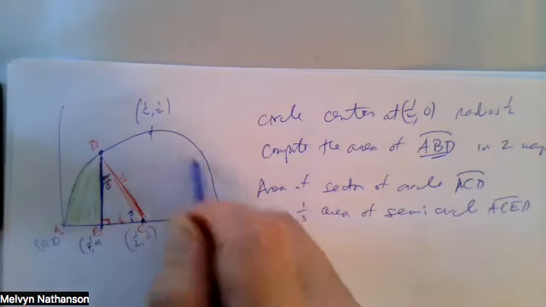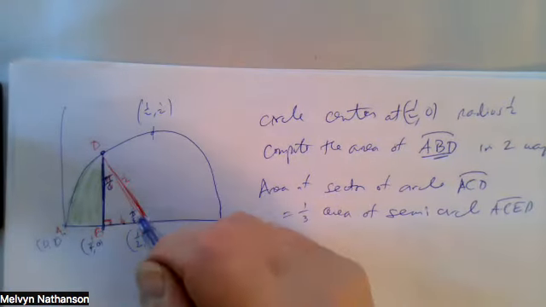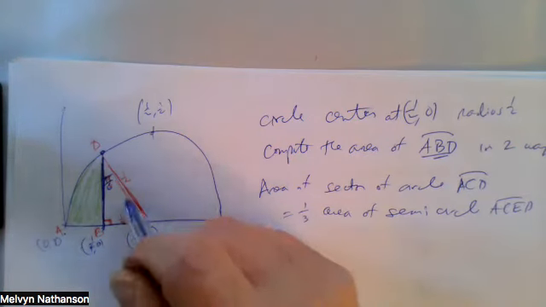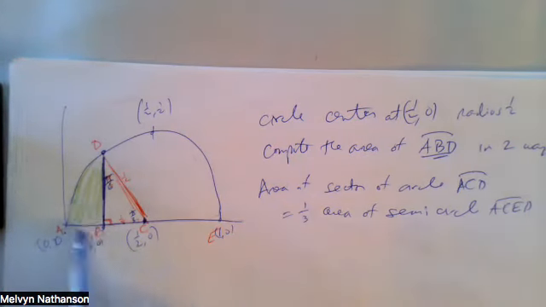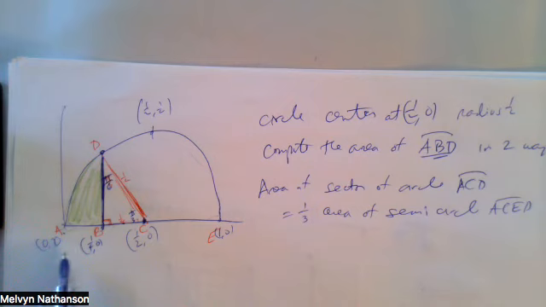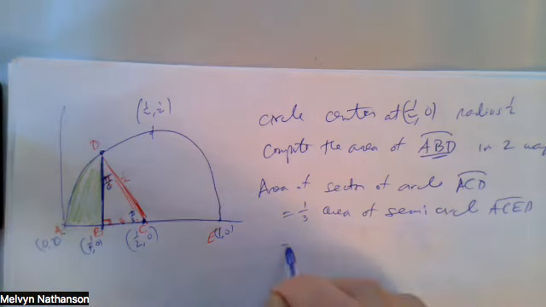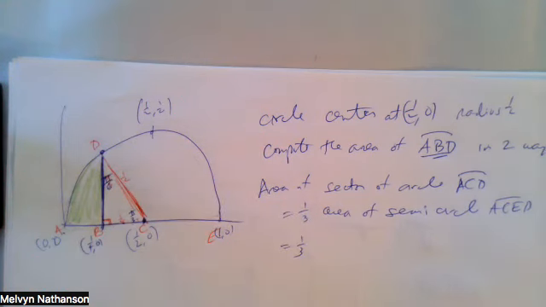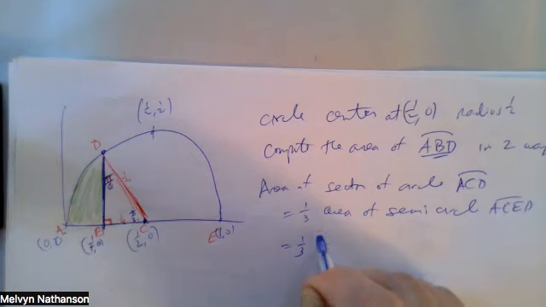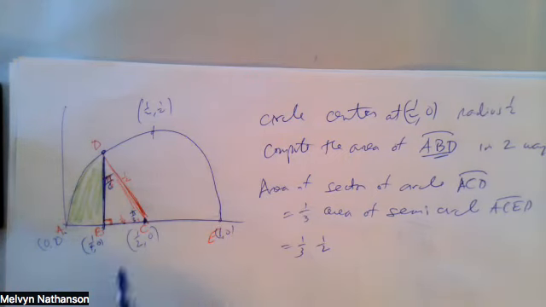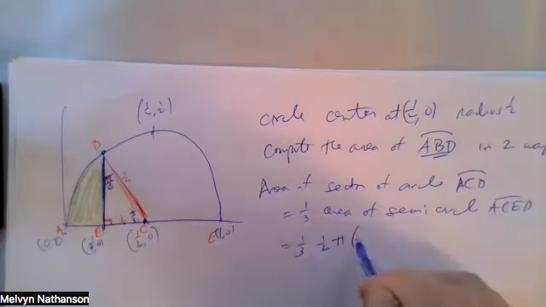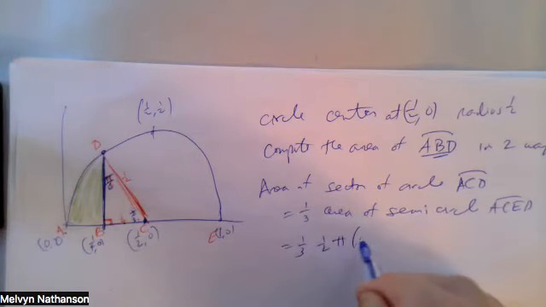We have the semicircle, and if this is pi over 3, the area of this sector ACD is a third the area of the semicircle. What's the area of a semicircle? It's half the area of the circle of radius a half.